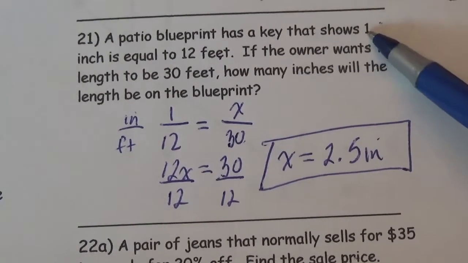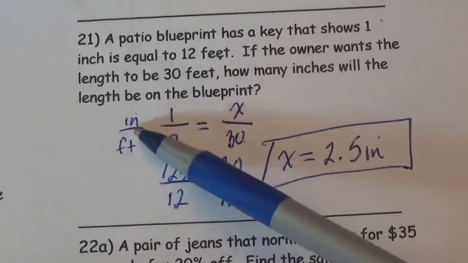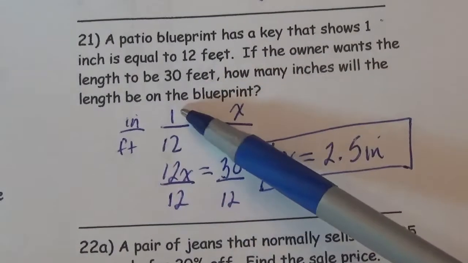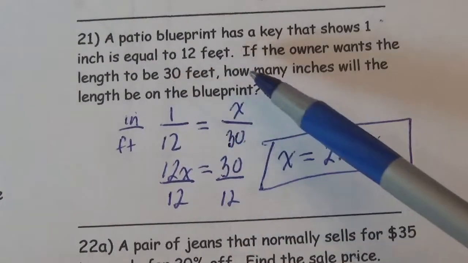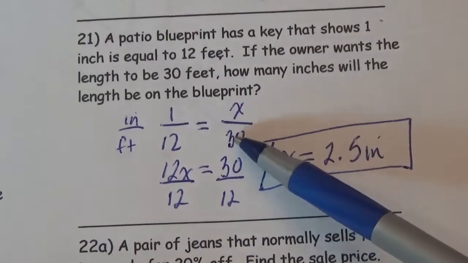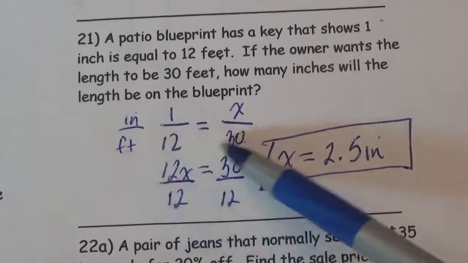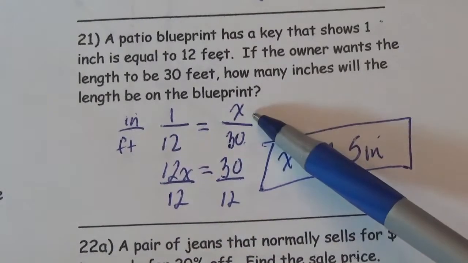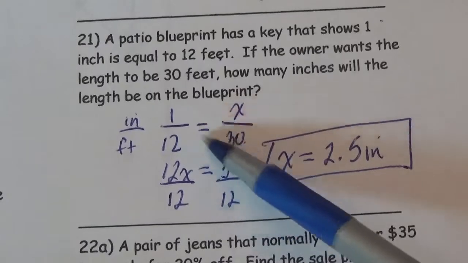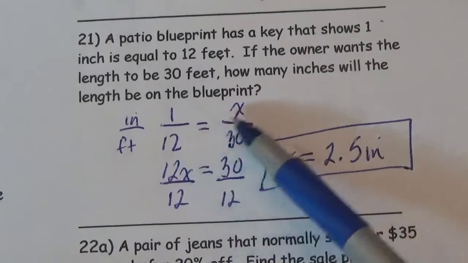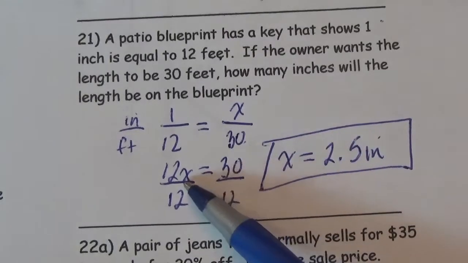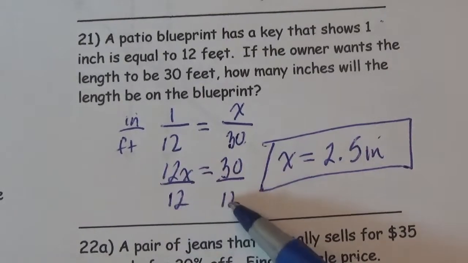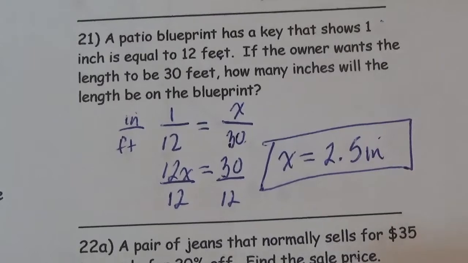They're telling me 1 inch goes with 12 feet, so I lined up inches and feet here. 1 inch goes with 12 feet. Then they wanted to figure out how many inches goes with 30 feet. So 30 feet is going to be here on the bottom, lines up with feet. We don't know how many inches, and then we're going to cross multiply. So 12 times x is 12x, 1 times 30 is 30. Get x by itself by dividing by 12, and there you go, 2.5 inches.